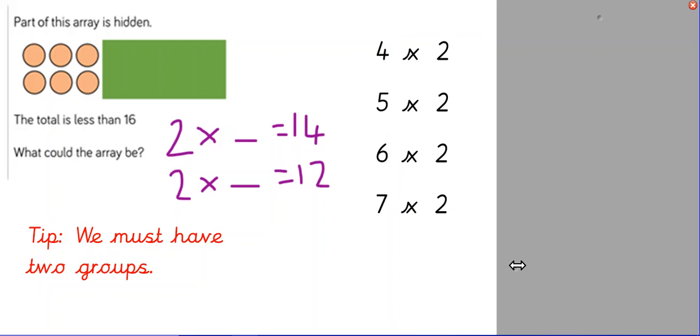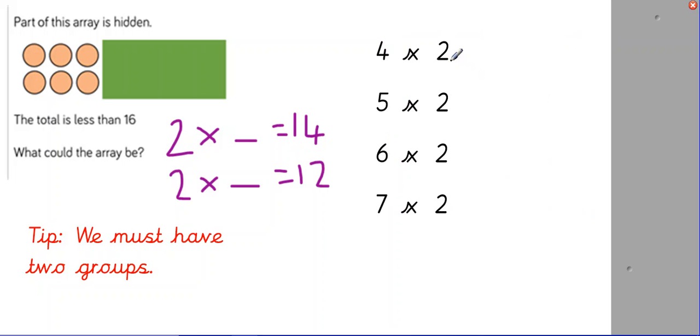Okay, then let's have a look. So you could have had 4 times 2, that's 8, it's less than 16. 5 times 2, that's 10. 6 times 2, 12. Or 7 times 2, which is 14. Well done if you got any of those.